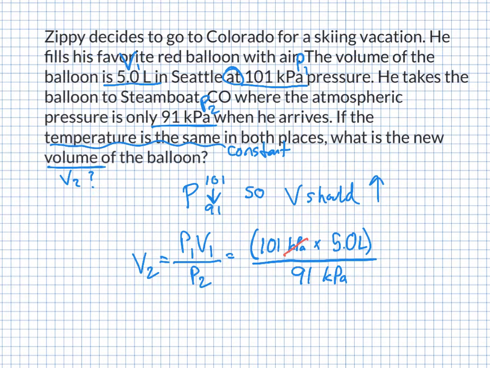Okay, my kPa's cancel out, so that's leaving me with this liter unit, which is what I want. I have 3 sig figs there, but 2 and 2. So my answer should have 2 sig figs. So on my calculator, I'm going to open a parentheses, 101 times 5.0, close a parentheses, divided by 91. My answer is going to be 5.5 liters to 2 significant figures, and in fact that did increase, so that seems to make logical sense.